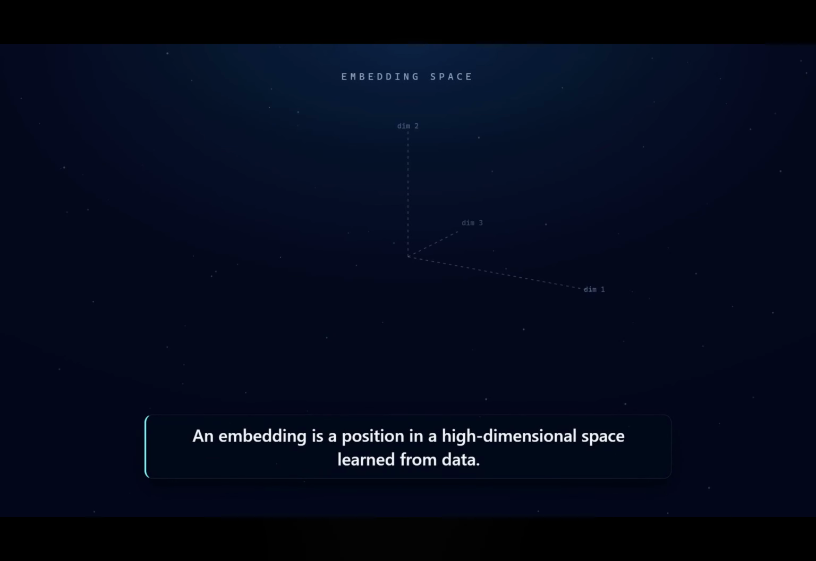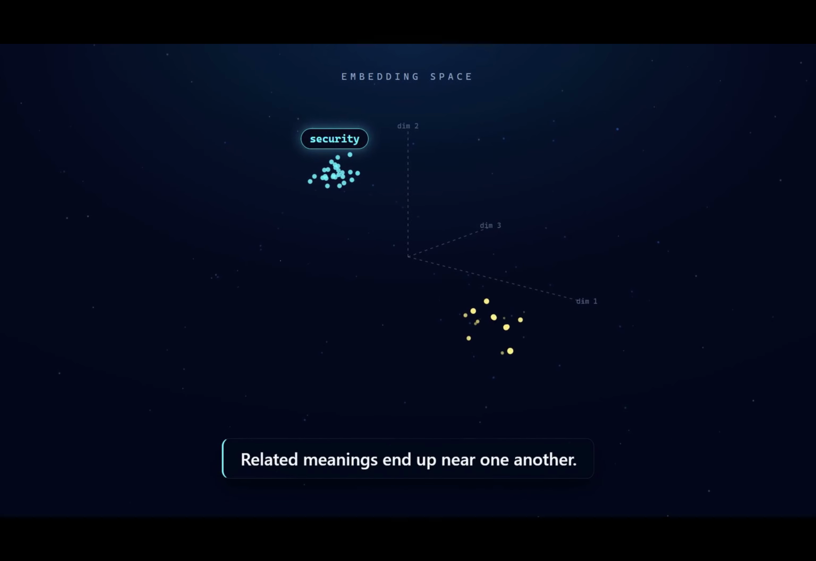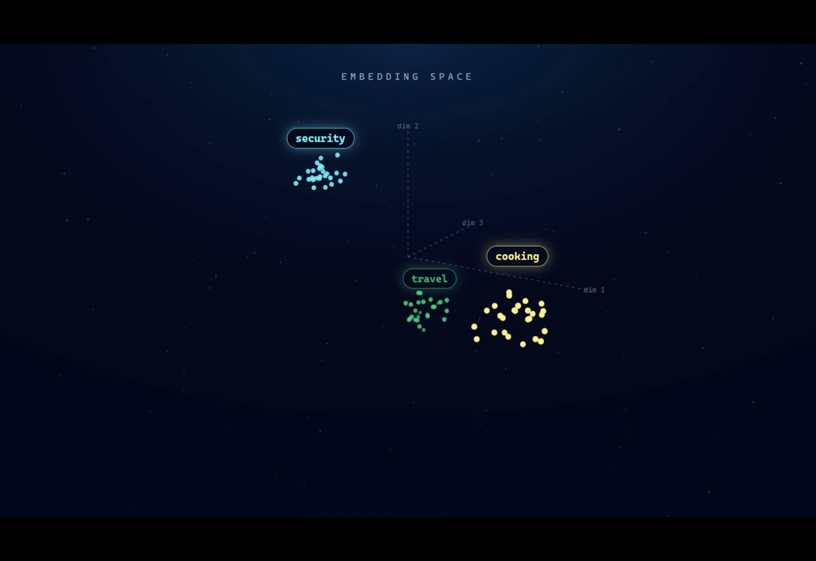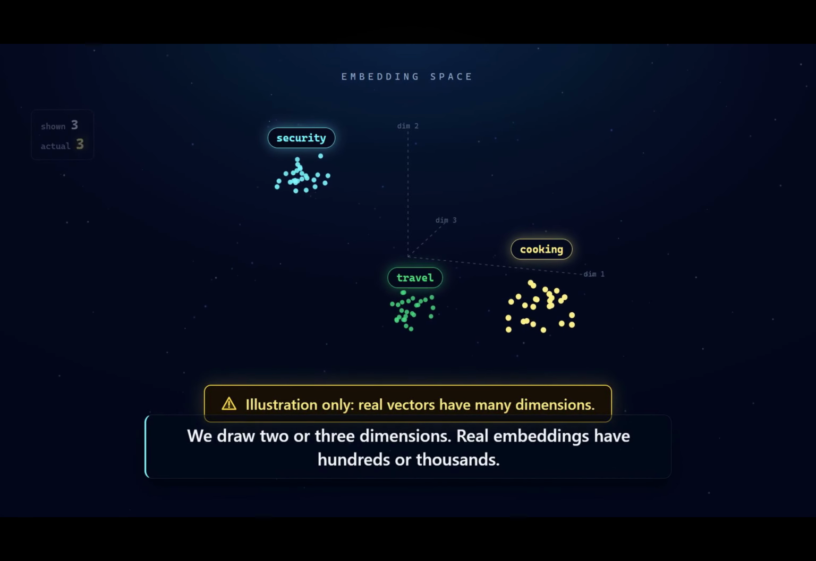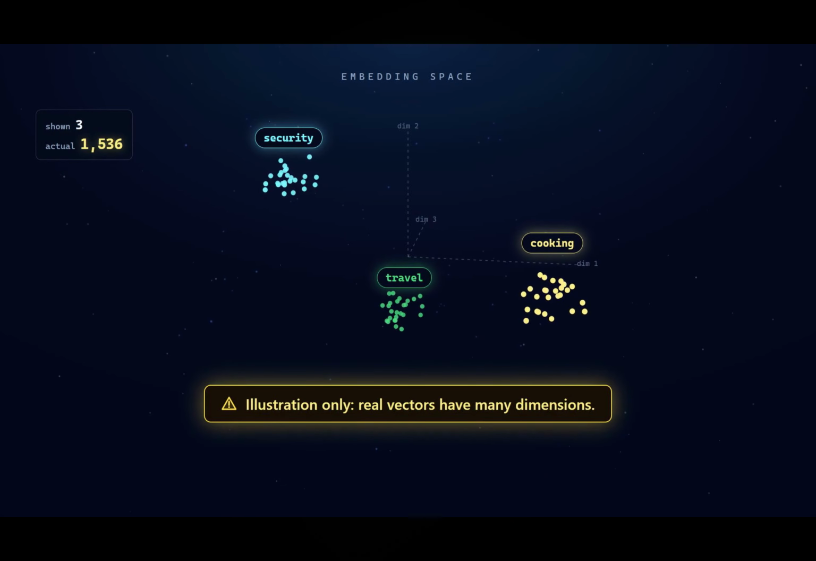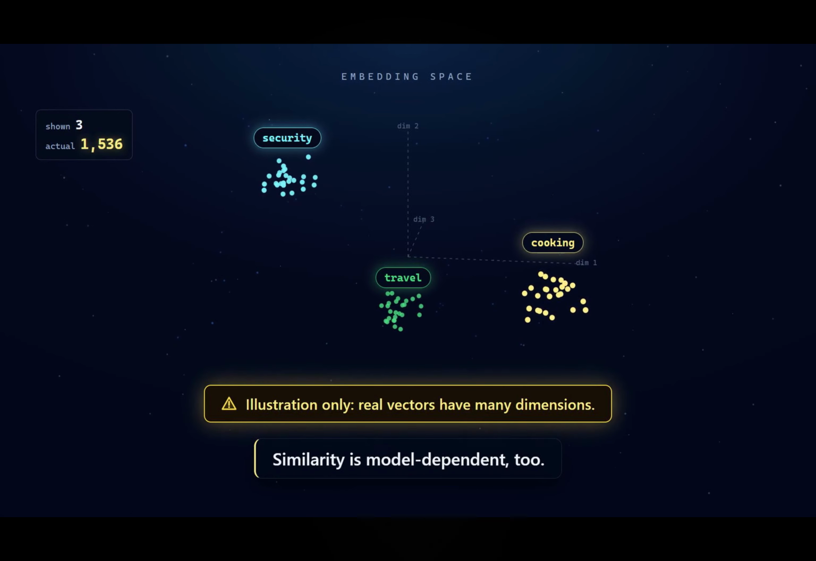An embedding is a position in a high-dimensional space learned from data. We often draw that space in 2 or 3 dimensions, but real embeddings can have hundreds or thousands. The picture is a projection, not a literal map of every dimension. Similarity is also model dependent. An embedding model optimized for text retrieval may arrange passages differently from one optimized for images, code, or recommendations.